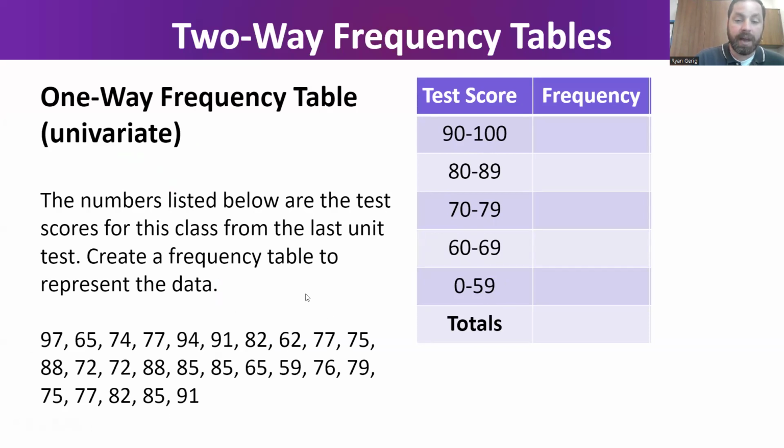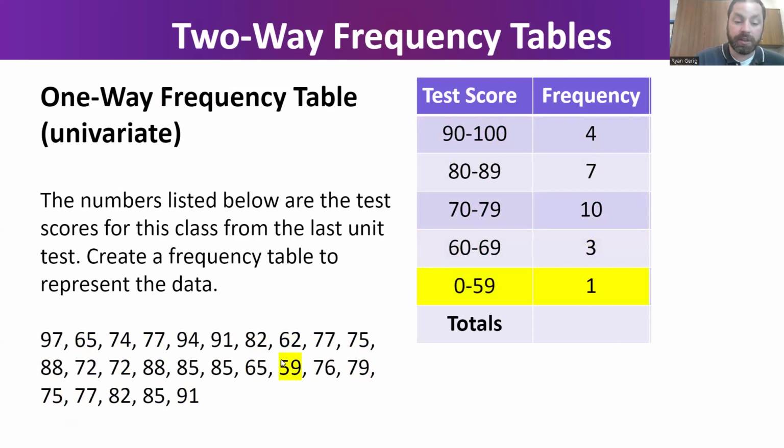So I'm going to look at my data. How many times did the 90s show up? Well, that was 1, 2, 3, 4 of those. 80 to 89, 1, 2, 3, 4, 5, 6, 7. 70s, there's 10 there. 3 60s, and 1 F.